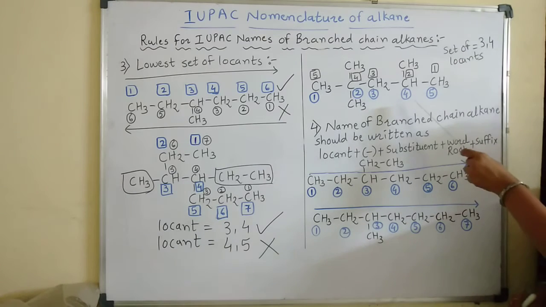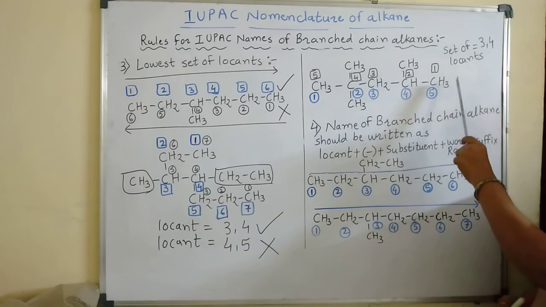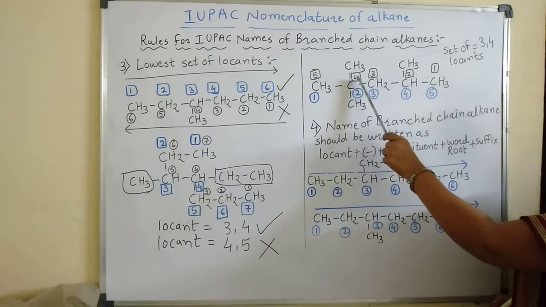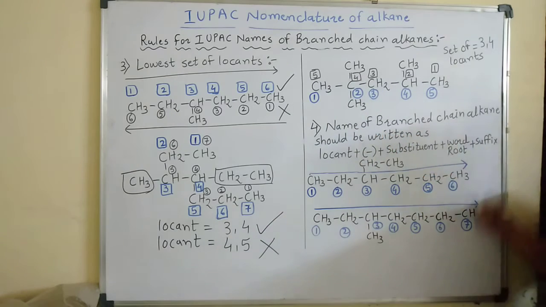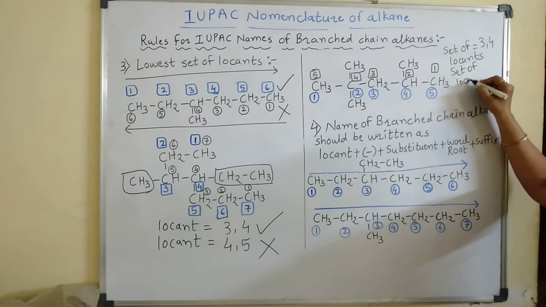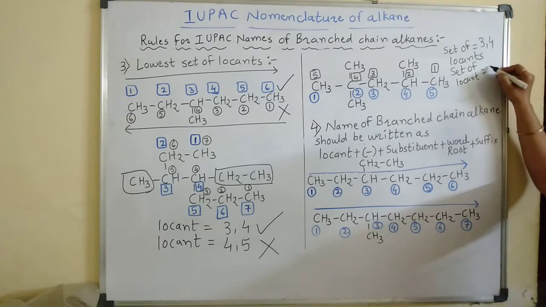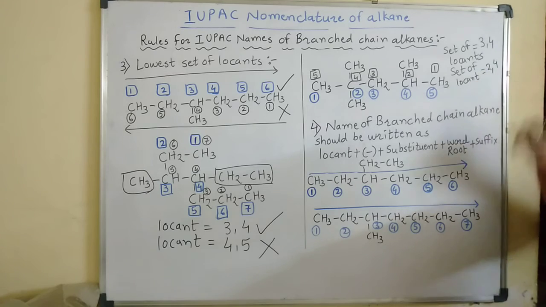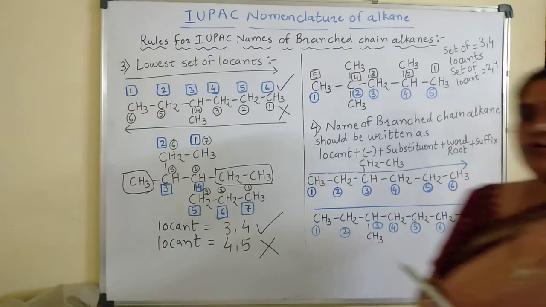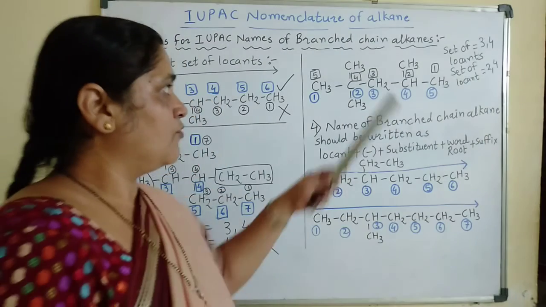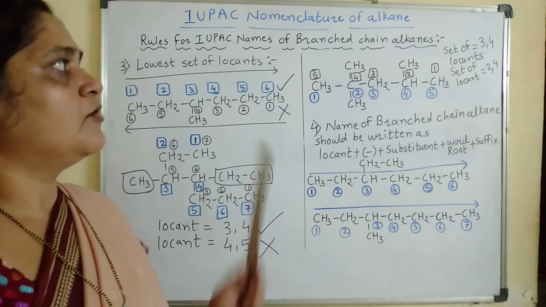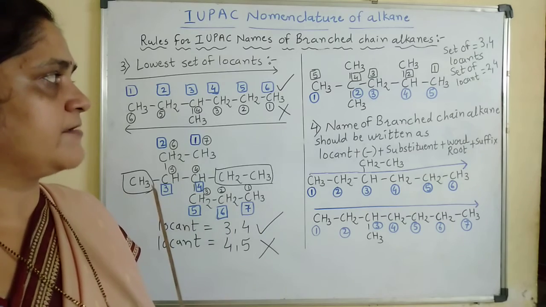And if you are going from left hand side to right hand side, then 1, 2, 3, 4 and 5. Your set of locant is 2, 4. Okay. Now you will say that which one is correct. Both where you are getting 3, 4 and 2, 4. In this way you are getting. Now which one is correct, that we have to check.